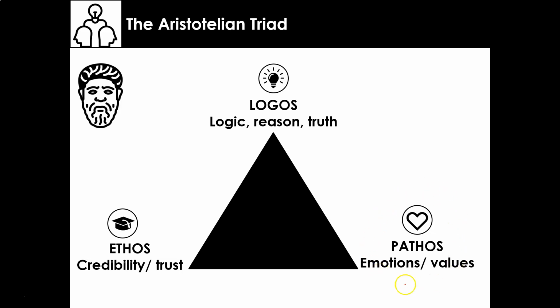Finally, we have pathos, and this is about emotions and values. So Aristotle thinks that using our emotions and appealing to people's emotions and values is a really persuasive way to bring them round to your way of thinking. Okay, we're going to pause here and spend some time drawing ourselves the Aristotelian triad in our exercise books. Can you do that really nice and neatly now, please?